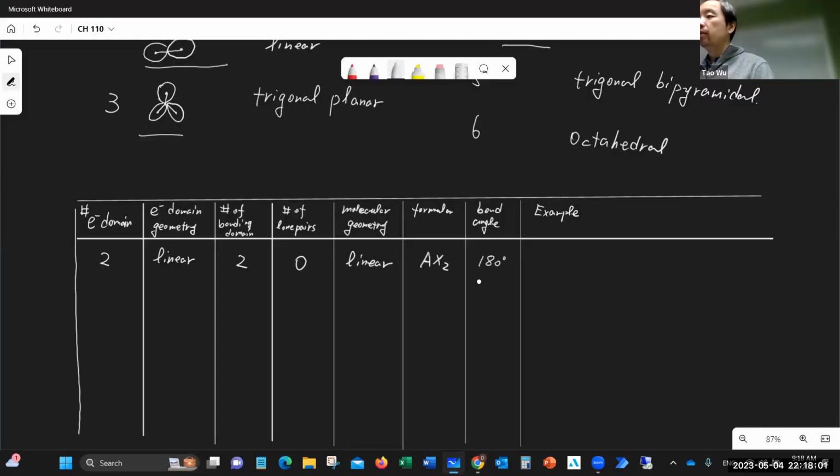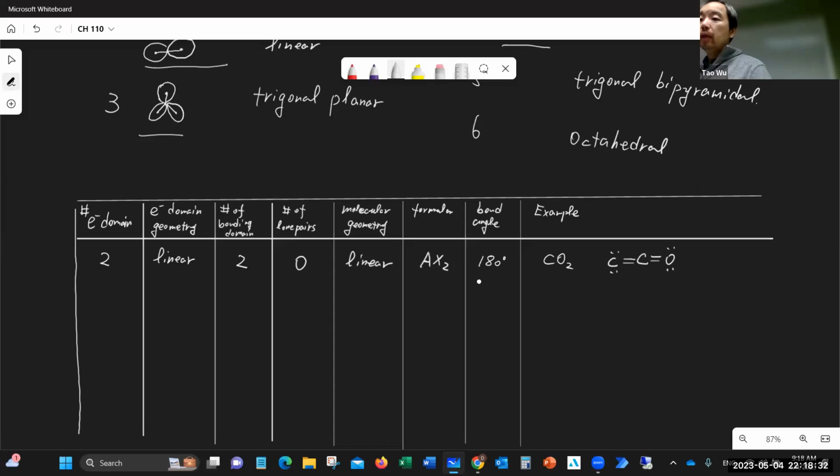One of the examples is CO2. The Lewis structure is something like that. So this is CO2. You see, this is a straight line. Carbon, the central atom, only has two double bonds, so it only has a two electron domain. So the geometry is exactly a straight line. It's a linear shape.